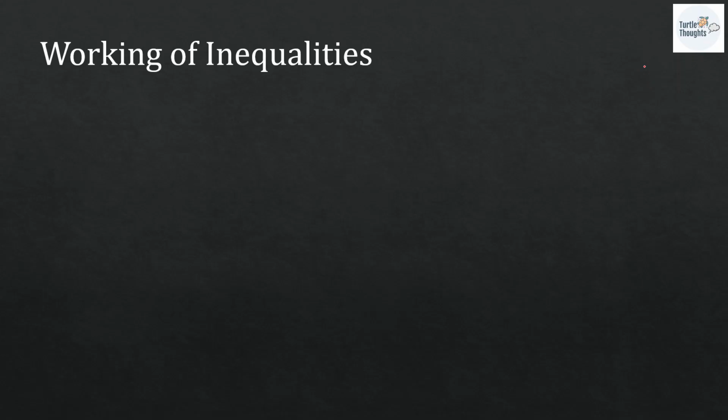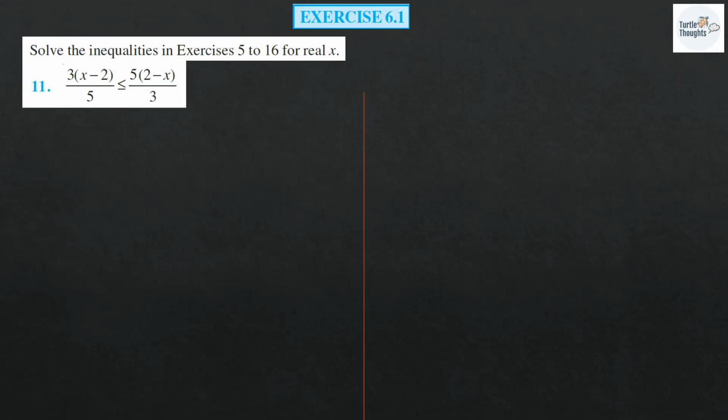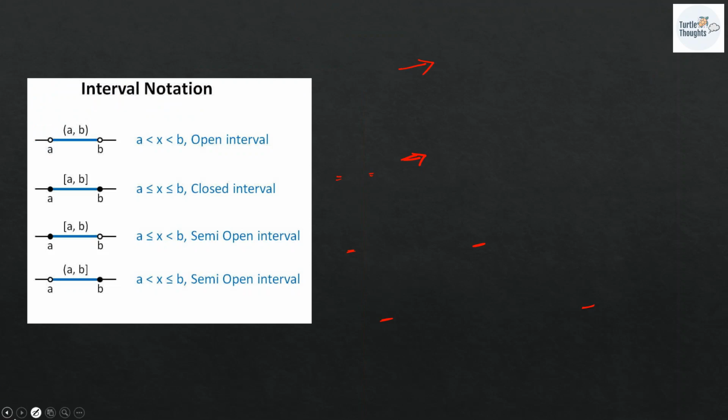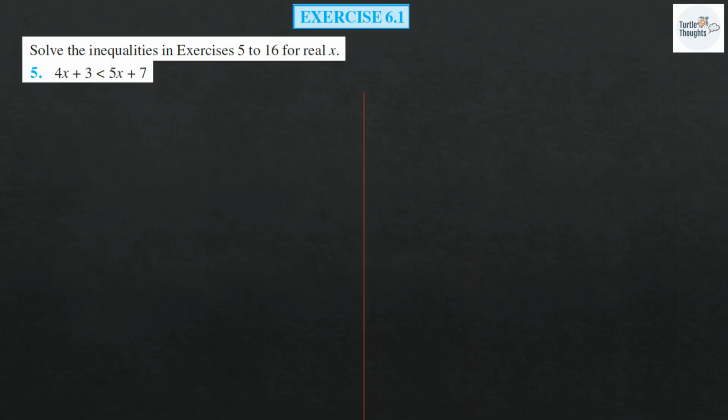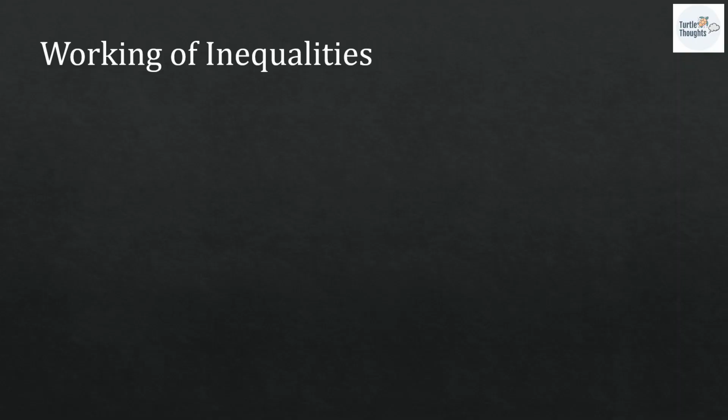Now coming to the working rule, I'll tell you about it. Before that, I want to discuss the interval notations. These are very, very important, and along with them, the number lines as well. There are about three types of intervals. I hope you know what an interval is, right?